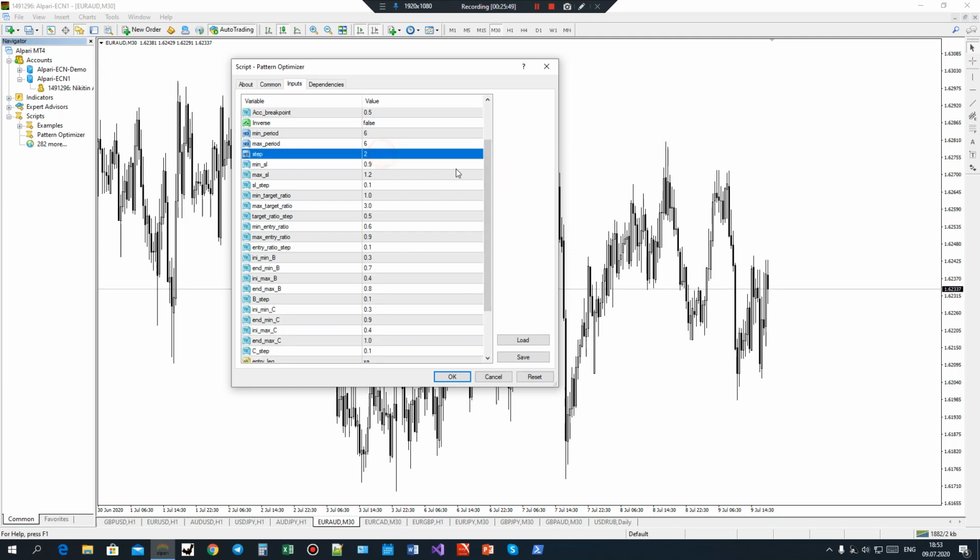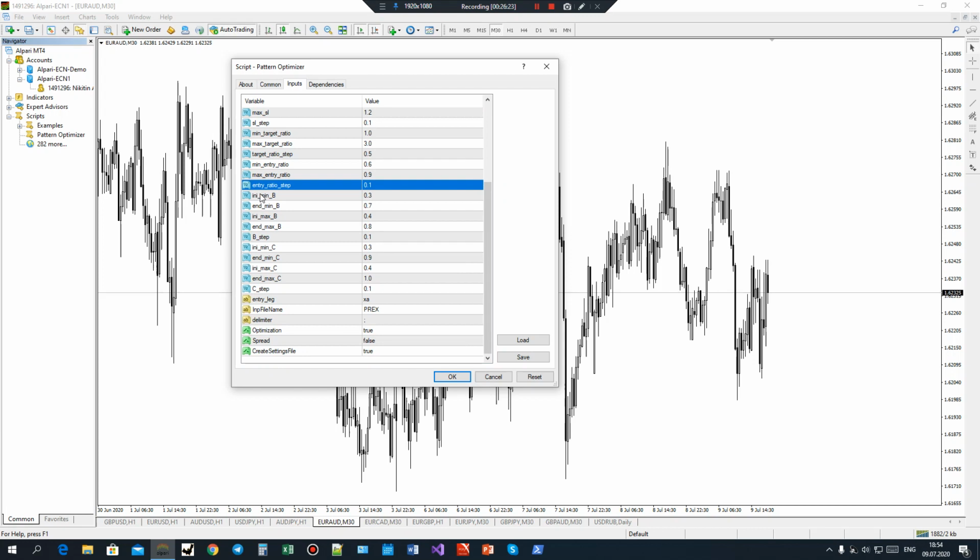And then goes this stuff: minimal stop loss, you see, maximal stop loss, and the increment step. So it sets 0.9, 1, 1.1, and 1.2. Then the target, maximal target, increment step: from 1, 1.5, 2, 2.5, 3. Then goes entry from 0.6 to 0.9. So it goes 0.6, 0.7, 0.8, 0.9, incrementing by 0.1.